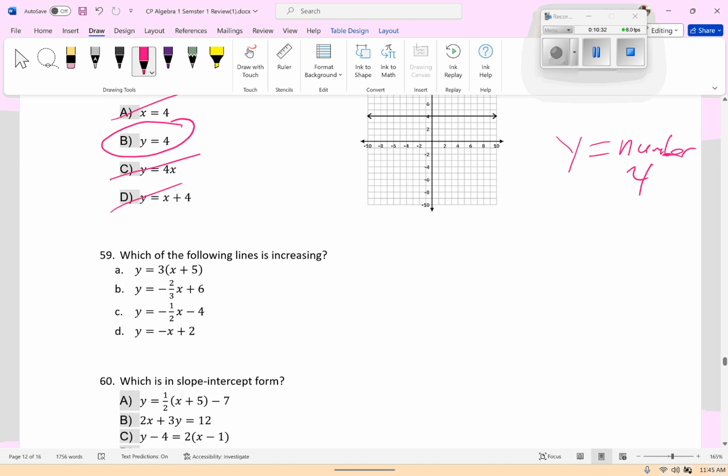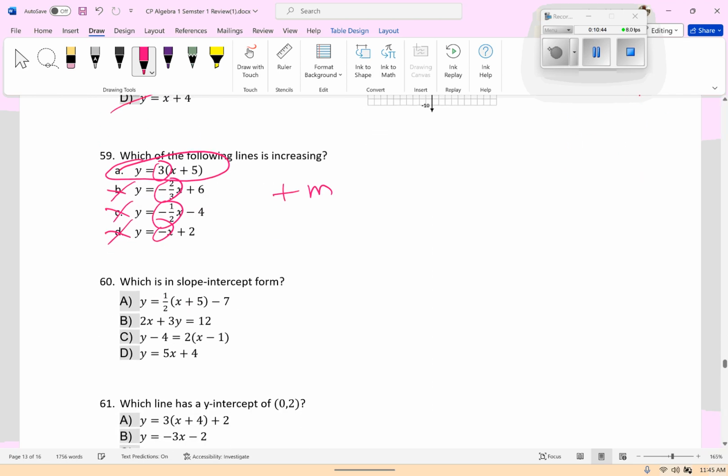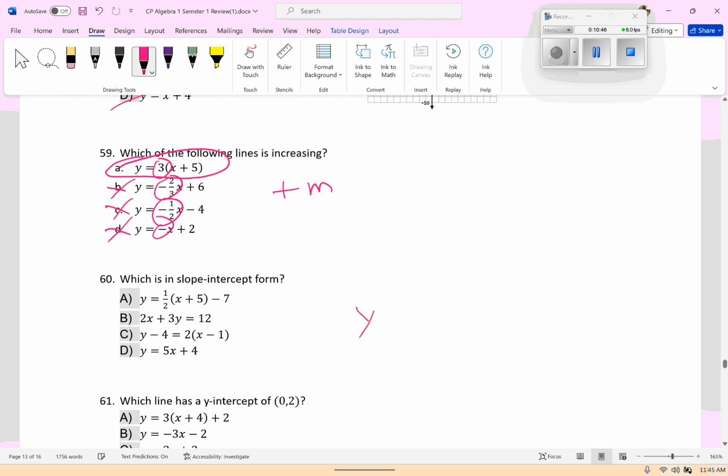Which of the following lines is increasing? So we're looking for a positive slope. There's a positive slope. Negative slope doesn't work, negative slope doesn't work, negative slope doesn't work. So the only one that works is A, which is in slope-intercept form. Slope-intercept form looks like this: y equals mx plus b, no parentheses. It's the only one that doesn't have parentheses and is set up in that fashion.